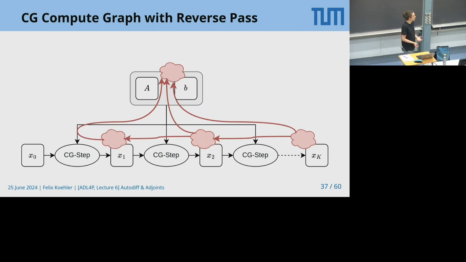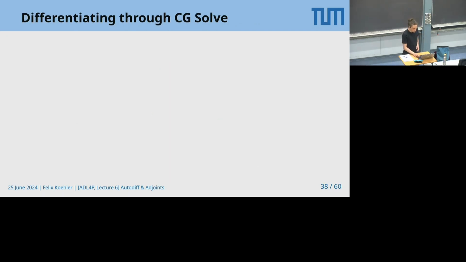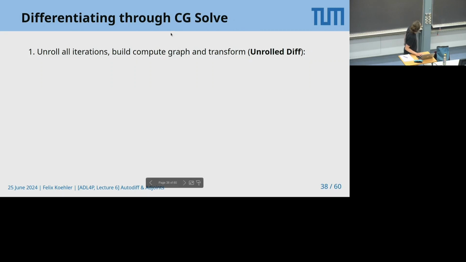And here we saw, well, we can differentiate through a conjugate gradient method by unrolling all its CG steps. This is one way to do it. Well, let's go through what happens. So the first way to differentiate through a CG solve: we unroll iterations, we build a potentially very long compute graph, and then transform it. We could also do forward mode, but as said, now we are mostly interested in reverse mode.